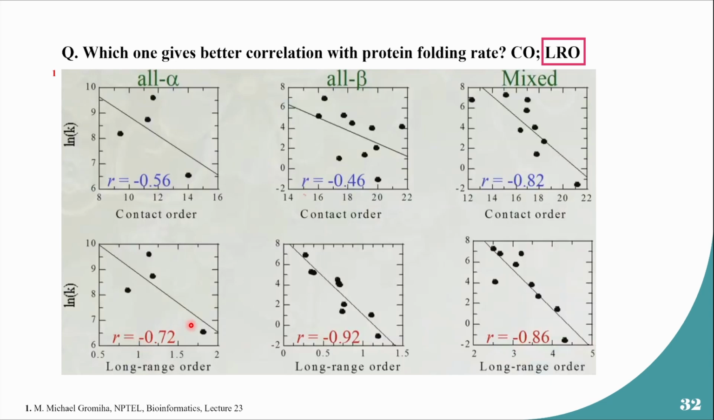So it is better able to represent the negative correlations with the folding rate, basically, right? The ln of the folding rate. In this case, the long range order would be the answer. Okay.